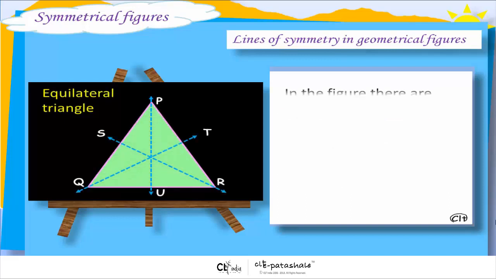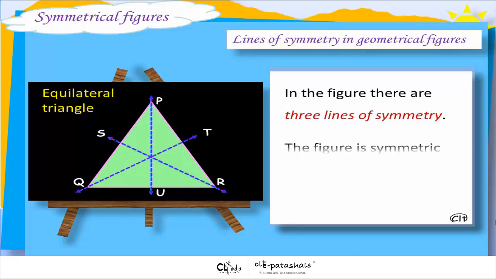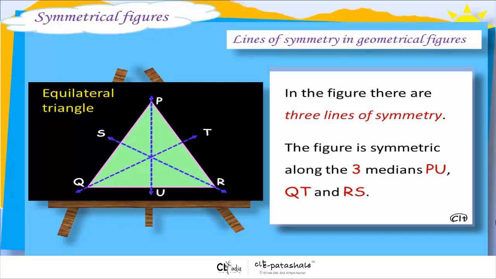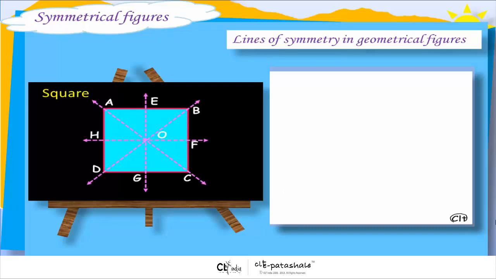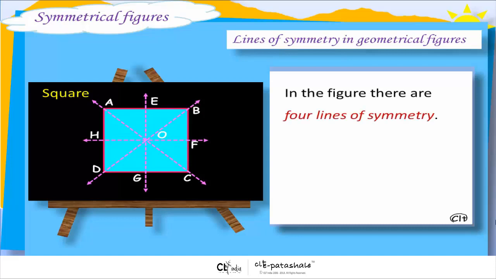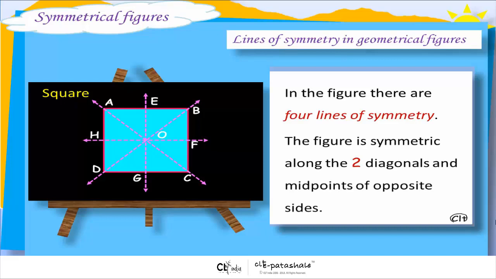Equilateral triangle. In the figure there are three lines of symmetry. The figure is symmetric along three medians PU, QT and RS. Square. In the figure there are four lines of symmetry. The figure is symmetric along the two diagonals and midpoints of opposite sides.